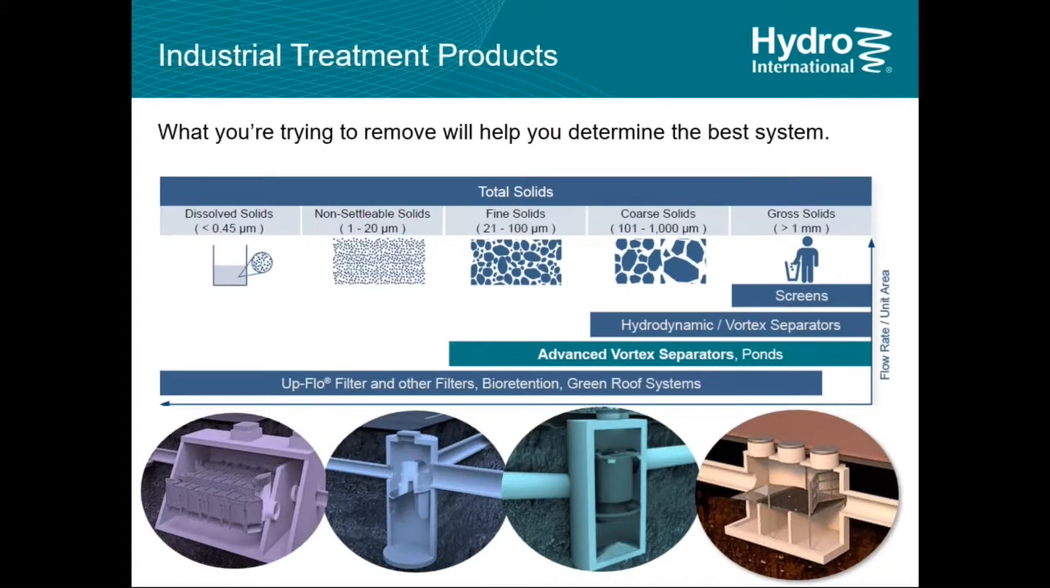So I'll get into the industrial products that we have, and we have several products. I'm not going to talk about all of them, but what I can do is put them on a spectrum. I'll start the spectrum from the far bottom right. What you see there is our Hydro Dry Screen. It's a gross pollutant removal device, but it can also be a trash removal device.